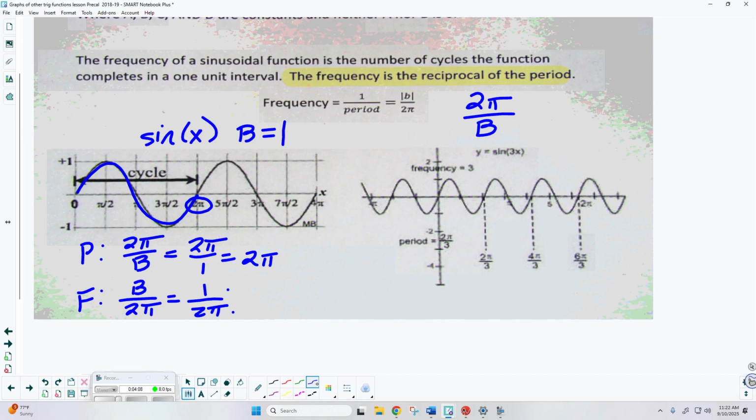Okay? So that one's okay, but let's try another one of these. Let's look at this one. Now, this one is already transformed. It tells me that this is sine of 3x.